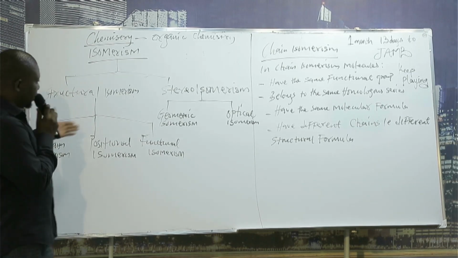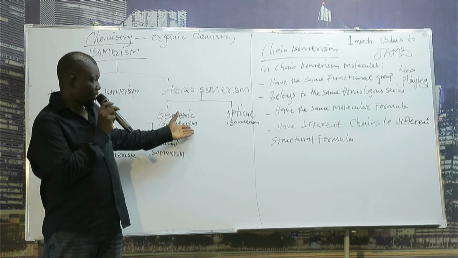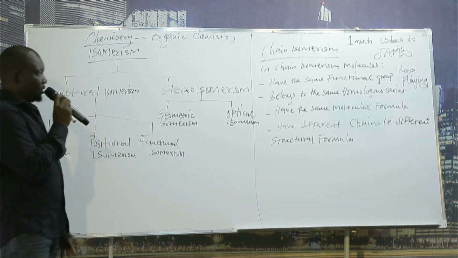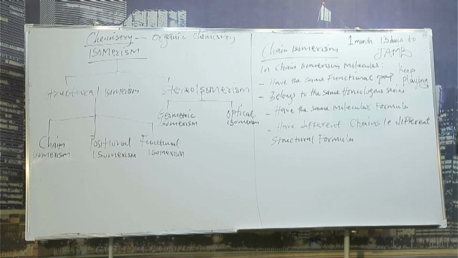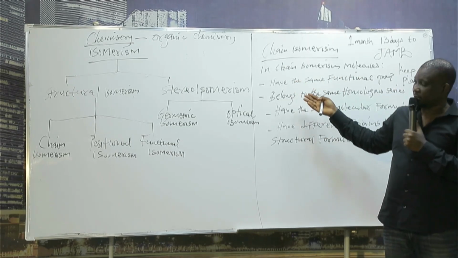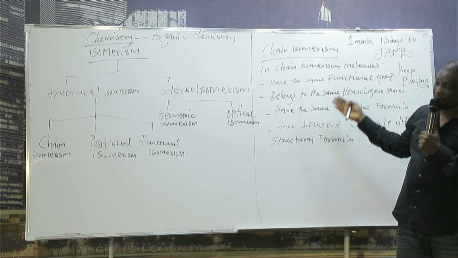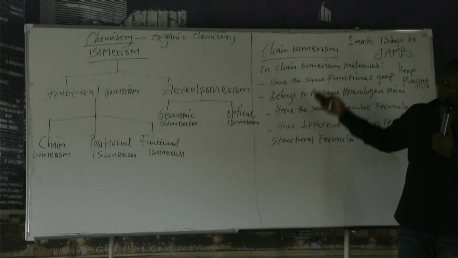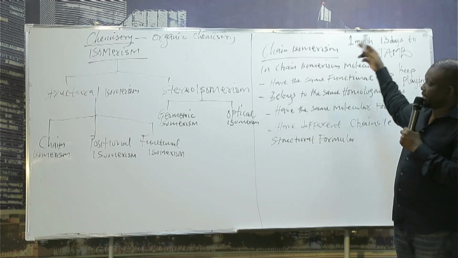The stereo isomerism is of two branches. One is what? Geometric and what? Optical. In chain isomerism, the molecules, that is the compounds, have the following. Sometimes this following will be option A, option B, option C, and option D. They will come as options. In chain isomerism, they will say which of the following best describes chain isomerism.